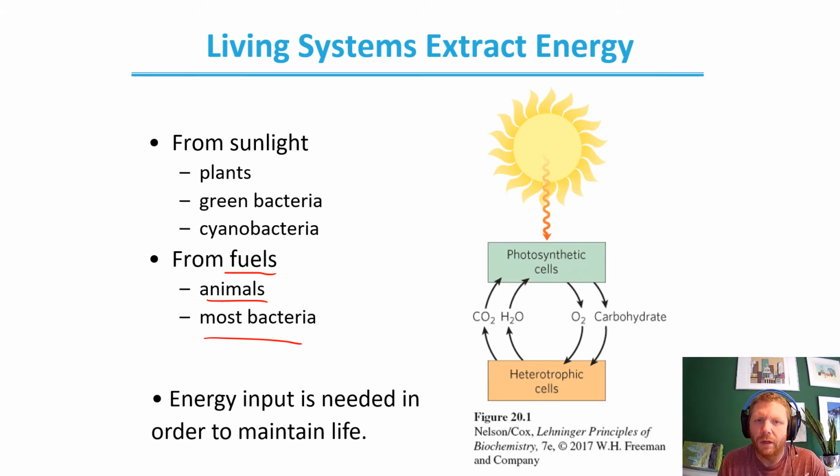Now, the way that a phototroph is going to work is it's going to bring in sunlight, photons of sunlight, and it's going to have photosynthetic cells that are going to produce carbohydrates and oxygen. And then heterotrophic cells are going to take that oxygen and those carbohydrates and break them down into CO2 and H2O. So your phototrophs and your chemotrophs work in concert with one another.